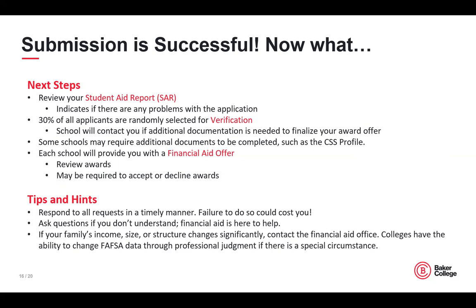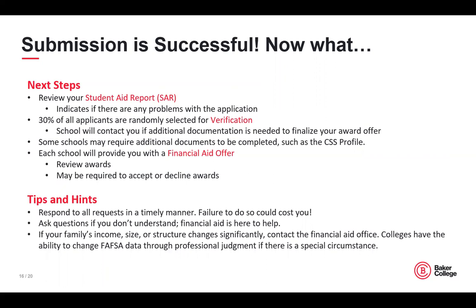The one thing that you want to make sure you get is your financial aid offer. The financial aid offer will tell you what types of financial aid you may qualify for at each of the schools where you sent your FAFSA results. Again, you will want to know how the school is going to communicate with you and what you need to do once the financial aid offer is received.